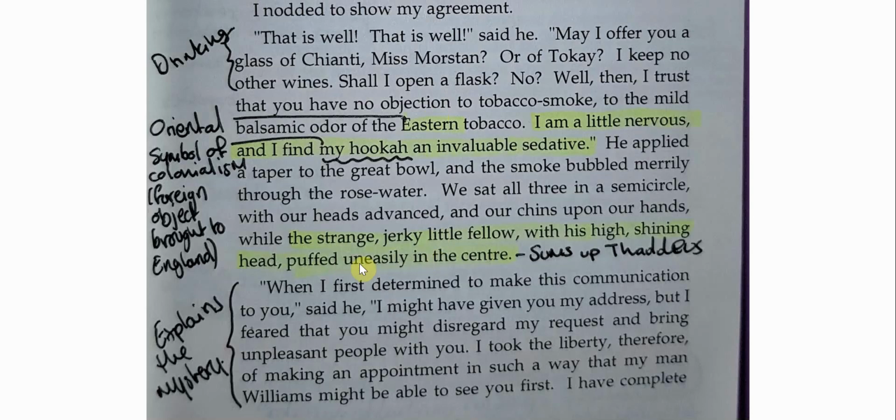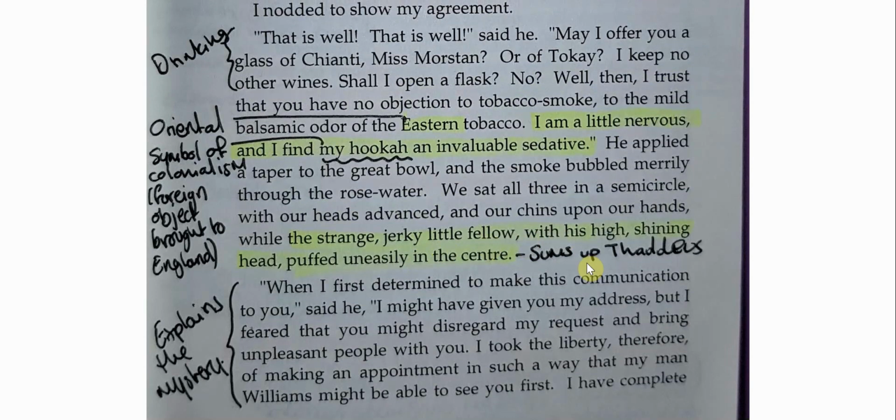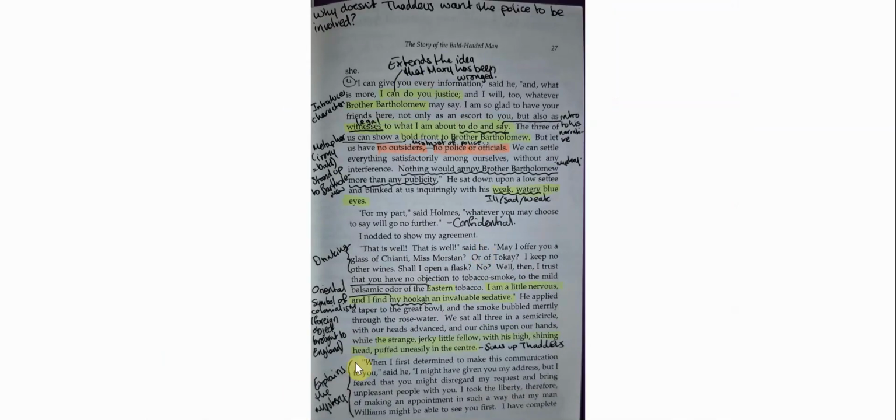Now, here we have a nice little sum up for Thaddeus Sholto: the strange, jerky little fellow with his high, shining head puffed uneasily in the centre. So, strange, jerky fellow, high, shining head, puffing on his hookah. That's Thaddeus Sholto. Okay. So, we get a little explanation of the mystery of the pot as well.